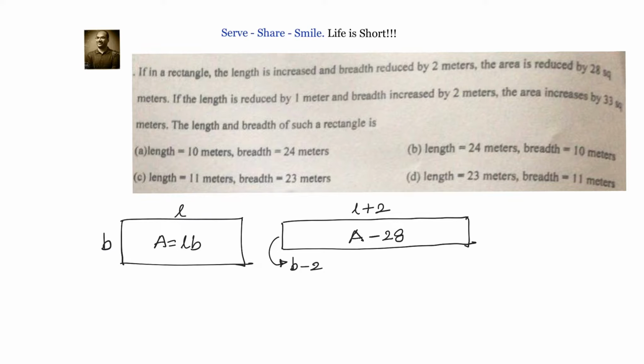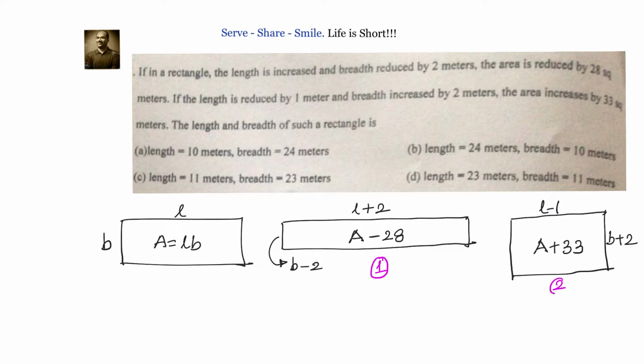In the third scenario, we have length reduced by 1 meter and breadth increased by 2 meters. Length reduced by 1, L minus 1, breadth increased by 2, B plus 2. In this scenario, the area increases by 33. So area will become A plus 33. Now, this will give us our first condition. This will give us our second condition. Two linear equations in two variables. When we solve them, we will get the length and breadth.